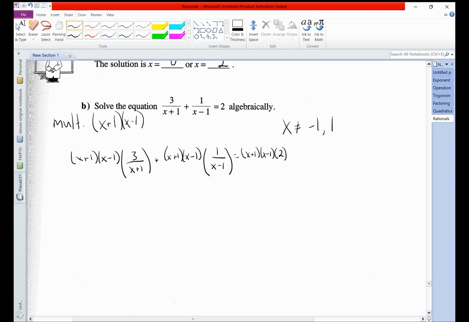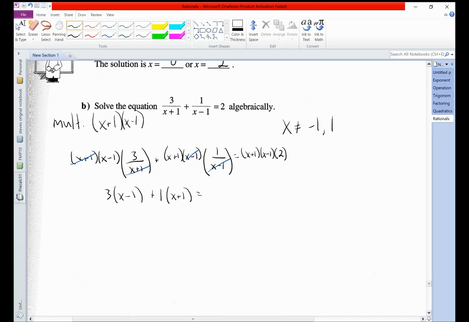When we do that, we are essentially just trying to get rid of all the x terms out of the bottom. So we have an x plus 1 over an x plus 1 and an x minus 1 over an x minus 1, and those cancel, which is awesome. So we're left with 3 times x minus 1, plus 1 multiplied by x plus 1. And then we have x plus 1, x minus 1, all multiplied by 2.